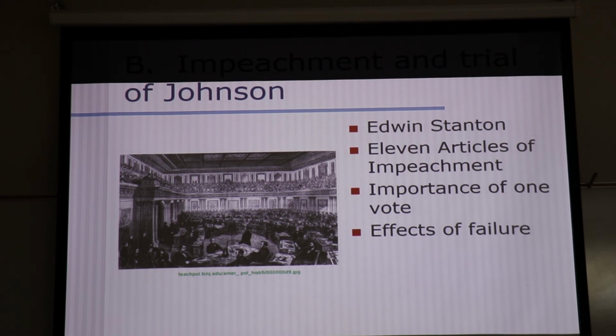So Johnson got to stay in office, but guys, because he barely squeaked by, the effects of the failure to impeach him were that Johnson pretty much learned to sit back and shut up and let Congress take the lead.